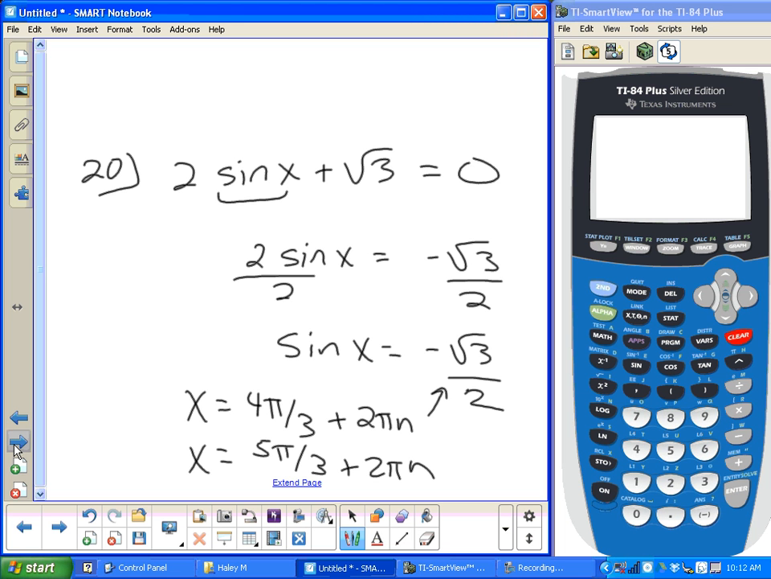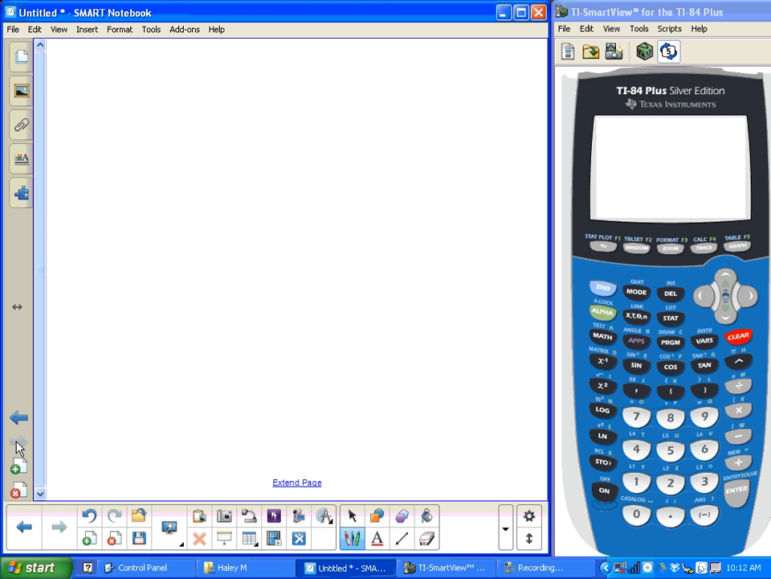All right, let's do one more like this, and then we're going to jump to those calculator problems. Let's look at number 24. You'll probably figure this out. It's got two cosines in it. Uh-oh. No big deal. So what are we going to do with the two cosines?